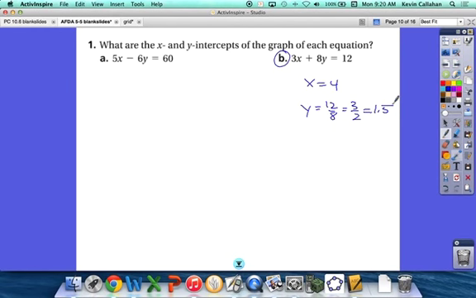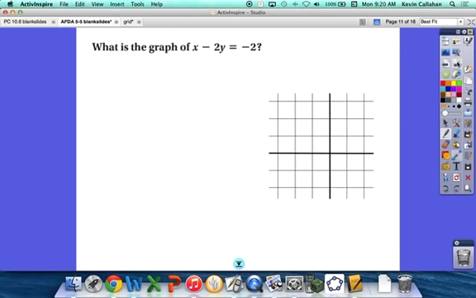So just cover up one, cover up the other. Solve quickly. You don't have to solve for y, put it in slope-intercept form, all that. It's much easier if you just get used to using standard form.